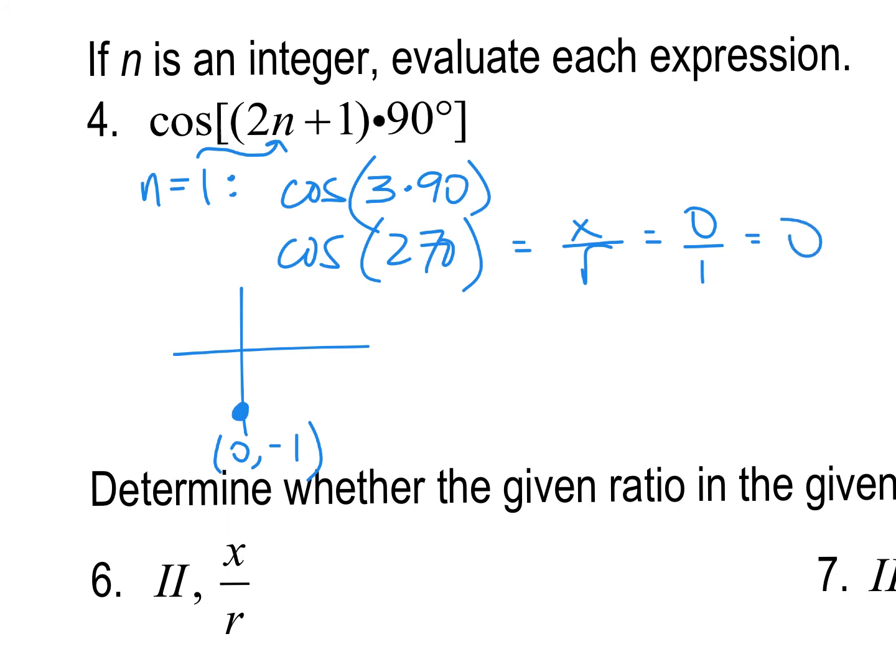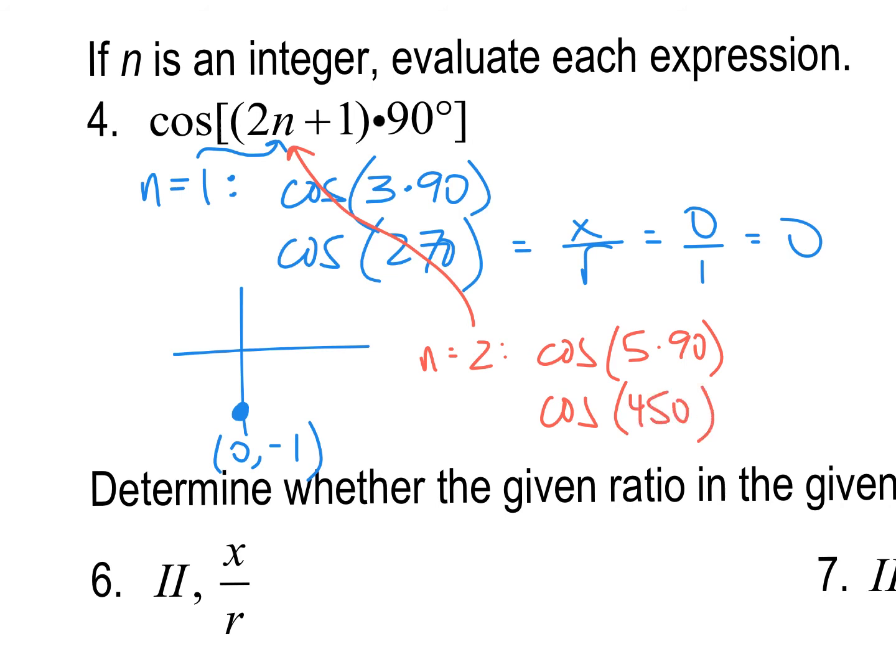Okay, let's check and make sure. What if I did n equals 2? I guess I'll do that over here, because I'm kind of out of room. What happens if I plug in a 2 right there? I get cosine of 4 plus 1, or 5, times 90. So cosine of 450, which, if you get confused, you can always draw it, but 450 is 360 degrees plus another 90, so actually up here. Okay? So that means that ordered pair is (0, 1).